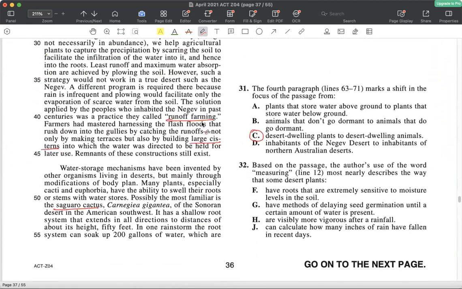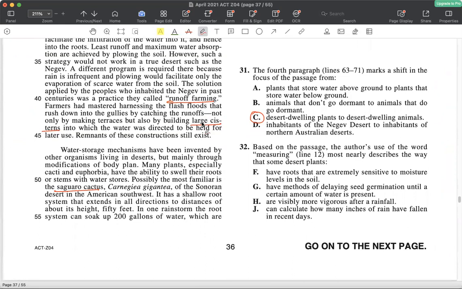So measuring here refers to that some desert plants have roots that are extremely sensitive to moisture levels in the soil, have methods of delaying seed germination until a certain amount of water is present, are visibly more vigorous after a rainfall, can calculate how many inches of rain have fallen in recent days. So it's G. They have methods of delaying seed germination. J is not correct because that's a very exact option that is not supported by the passage, and it also gives plants a sort of agency and intelligence that the passage doesn't support.